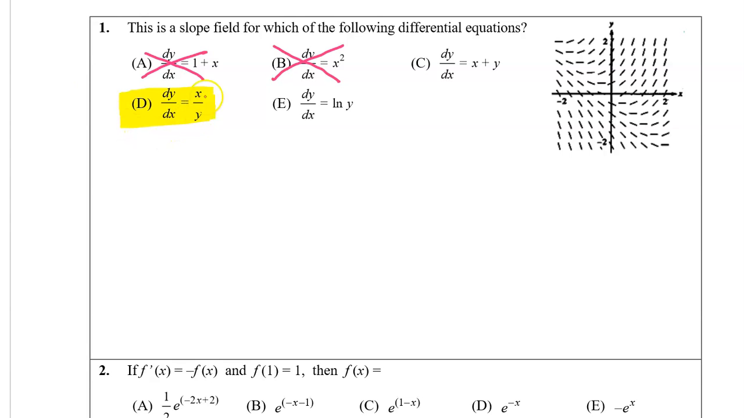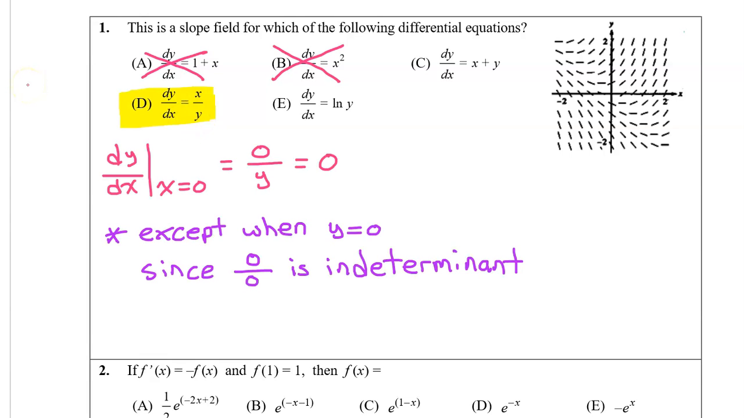Look at option D. What would it take to make this expression equal 0? A fraction will equal 0 when the numerator is equal to 0, other than when y is also equal to 0, because 0 over 0 is the indeterminate form. This differential equation should have horizontal segments of slope 0 whenever x is equal to 0. So let's look at x equals 0. Do we see a bunch of horizontal segments? No. So we can eliminate choice D as the correct answer.